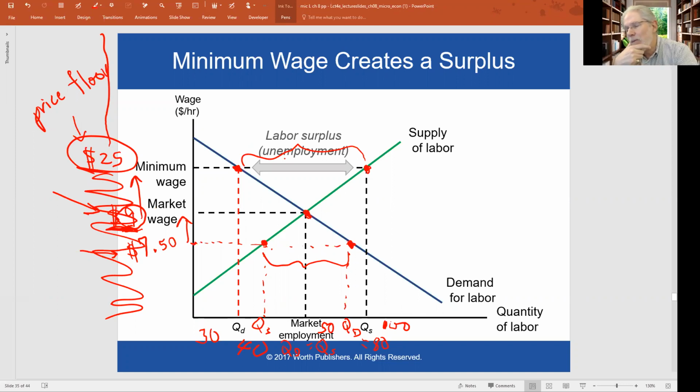This unemployment is not people who haven't found a job yet. This is a surplus in the sense that there is not going to be a job for these people, okay? Because their value to an employer is less than the cost of hiring them. Think about it from the producer's perspective and the worker's perspective.